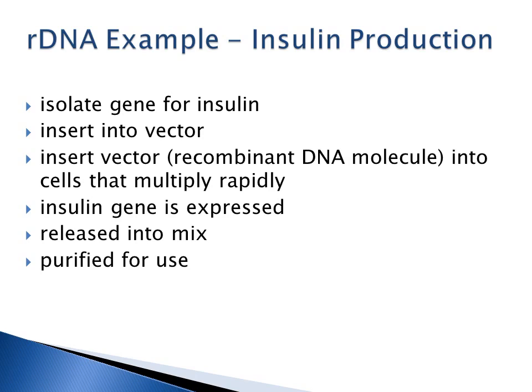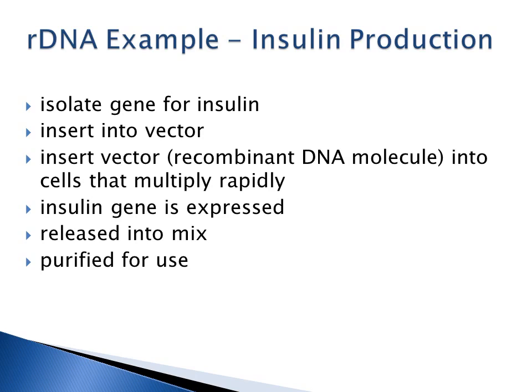So here's an example of using recombinant DNA to produce insulin. What you would do is isolate the gene for insulin from a human cell. You would then take that gene, after you've cut it with restriction enzymes, and insert it into an appropriate vector that has been cut with the same restriction enzymes. You're then going to take that recombinant plasmid vector, whatever vector you're using, and put it into cells that rapidly multiply, which is why E. coli bacterial cells are commonly used.